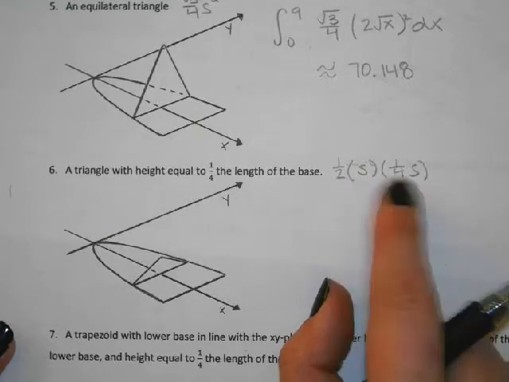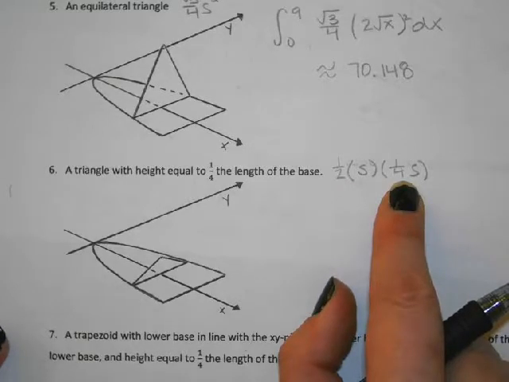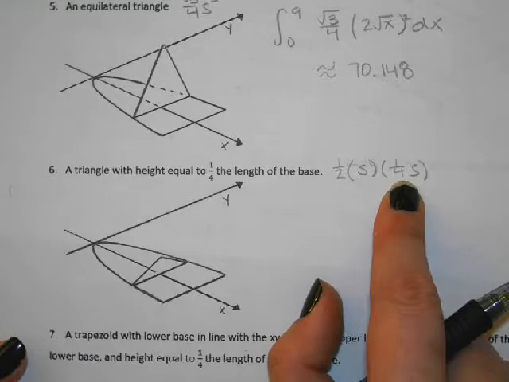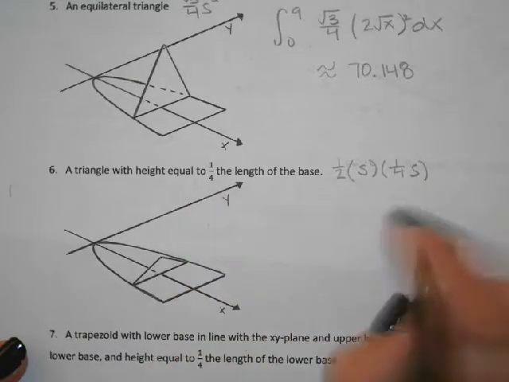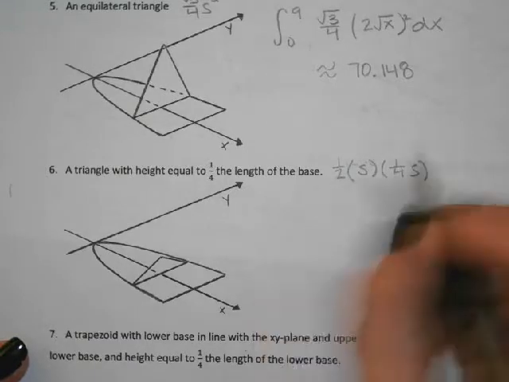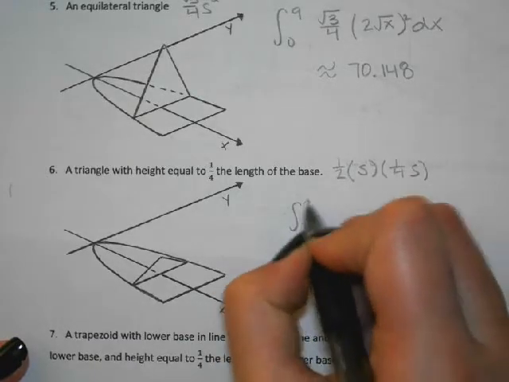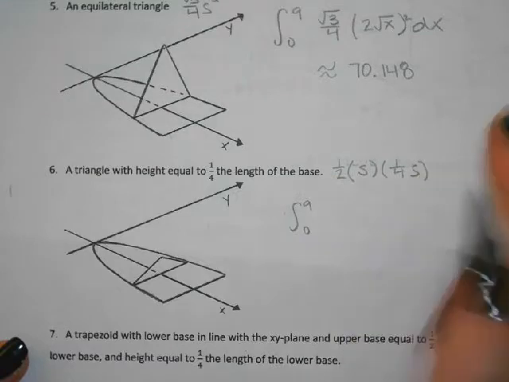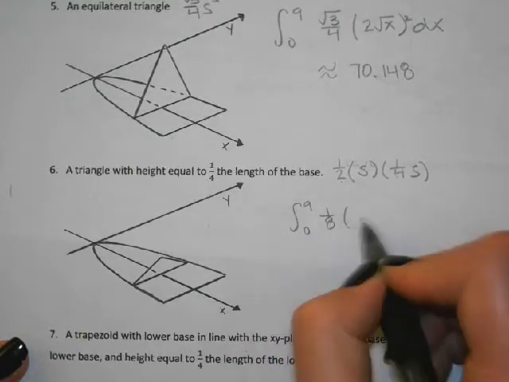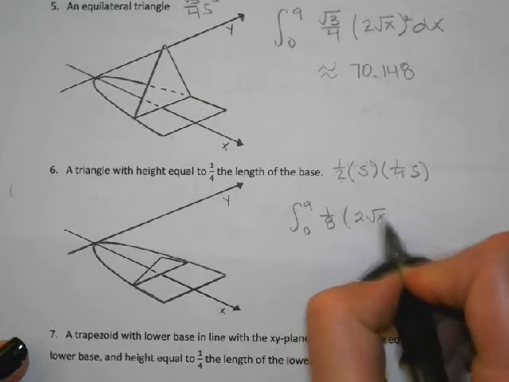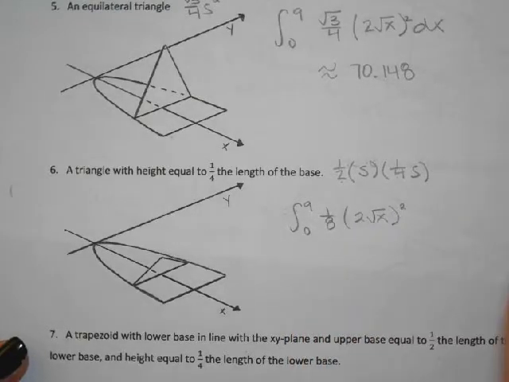Base is S, height is 1/4 S, because they told you the height is 1/4 the length of the base. So what we're integrating now is from 0 to 9. If I multiply all of that out, I get 1/8 S squared.